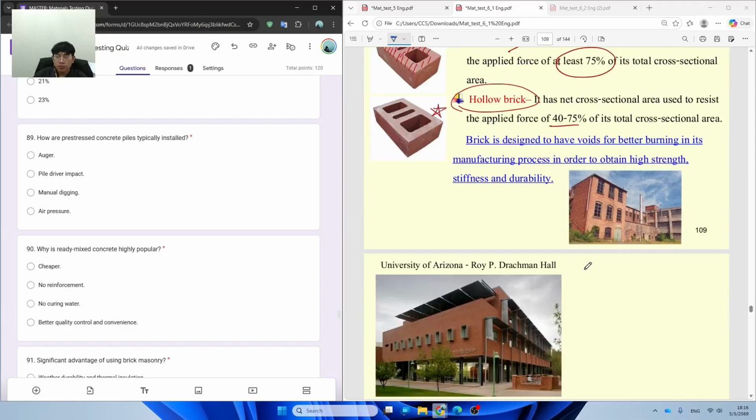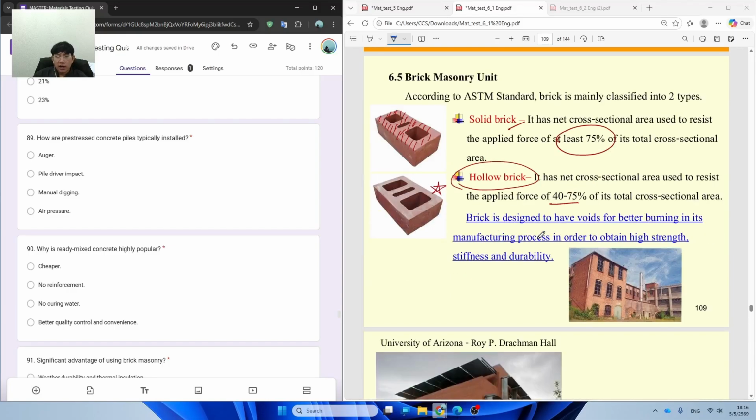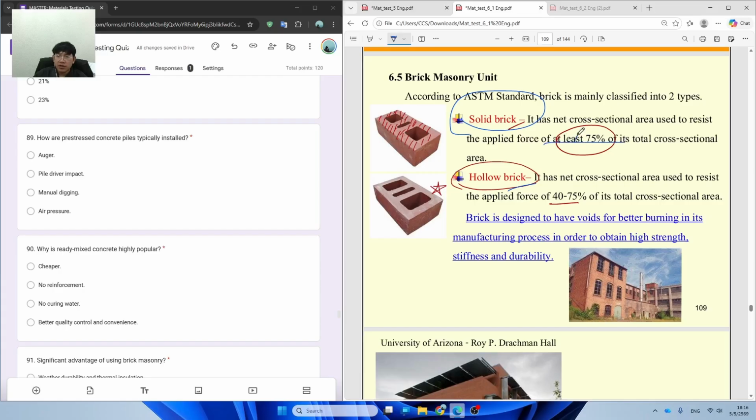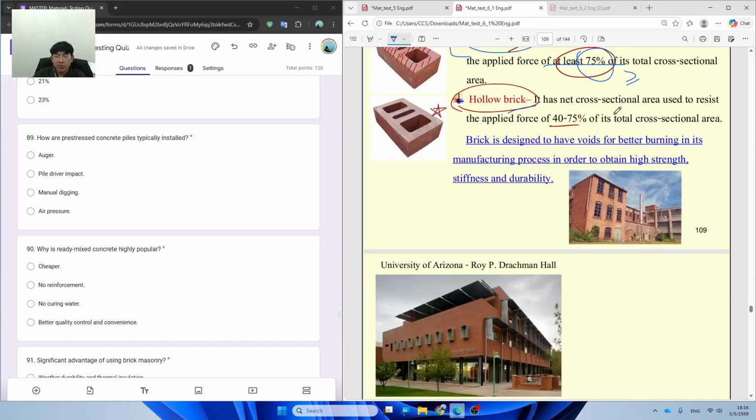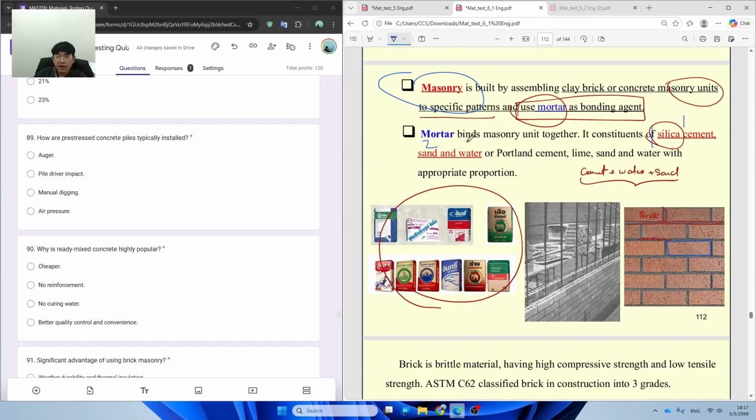And that's it. If we look at brick, there are a few notes that I would like to mention. For example, the first one is solid brick and hollow brick. To differentiate them, solid brick is identified by a resistant area larger than 75%, and hollow brick is between 40 to 75%. Second is sand. Third is water, added with Portland cement. Normally we add these four together: silica cement, sand, water, and also Portland cement. But in Thailand, normally we are not going to use Portland cement.